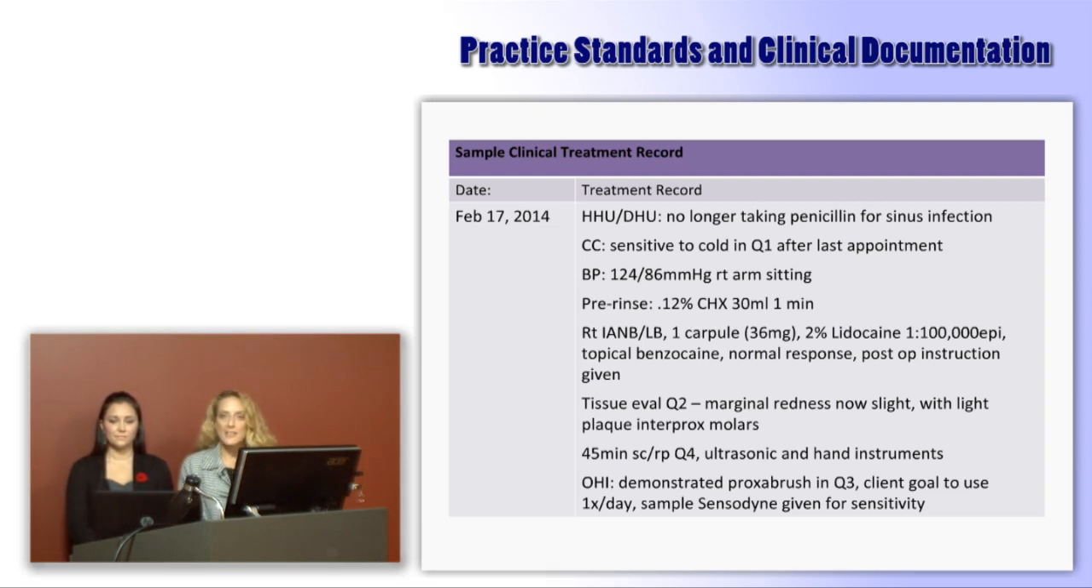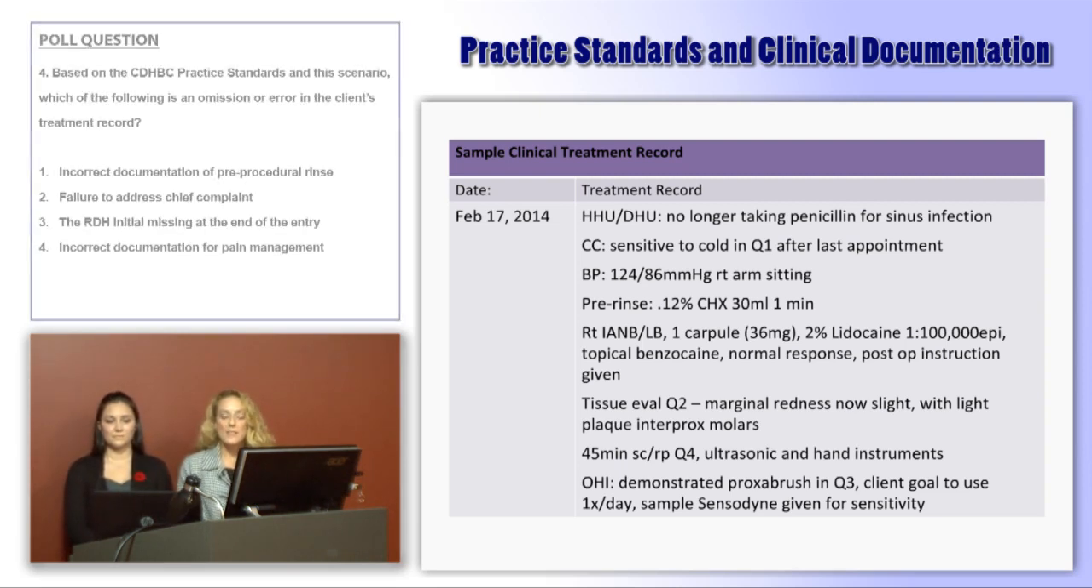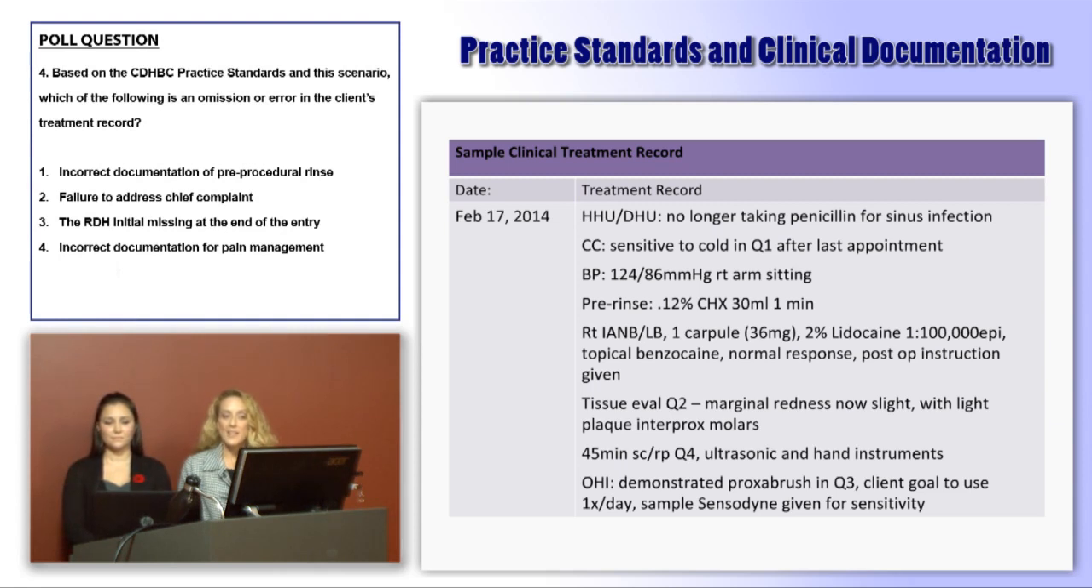So the question related to this scenario is, based on the CDHBC practice standards and this scenario, which of the following is an omission or error in the client's treatment record? Is it 1, incorrect documentation of pre-procedural rinse, 2, failure to address the chief complaint, 3, the RDH initial missing at the end of the entry, or 4, incorrect documentation for pain management? I'll open the polls now.